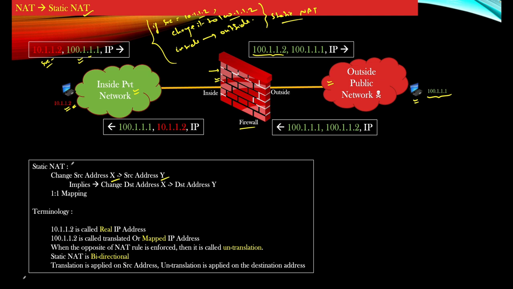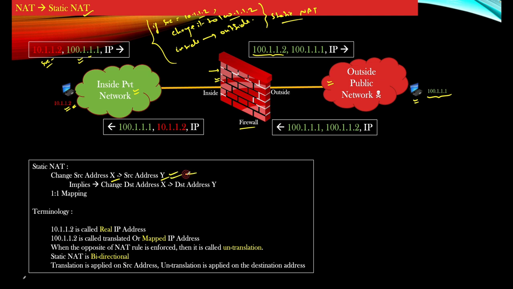In the next lecture video, I will show you what real world problem static NAT solves. In this lecture video, simply make yourself familiar with some terminologies. So static NAT means change the source address of the packet from X to Y. This is what a static NAT rule means.